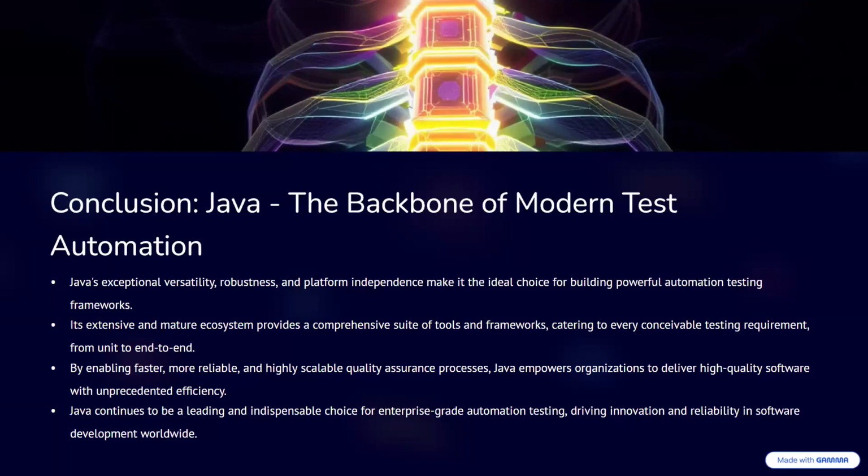It's not only about the code. If you are trying to implement automation at a huge scale, then Java is the leading programming language. By enabling faster, more reliable, highly scalable quality assurance processes, with the help of Java, we can deliver high quality software with unprecedented efficiencies. Clear?